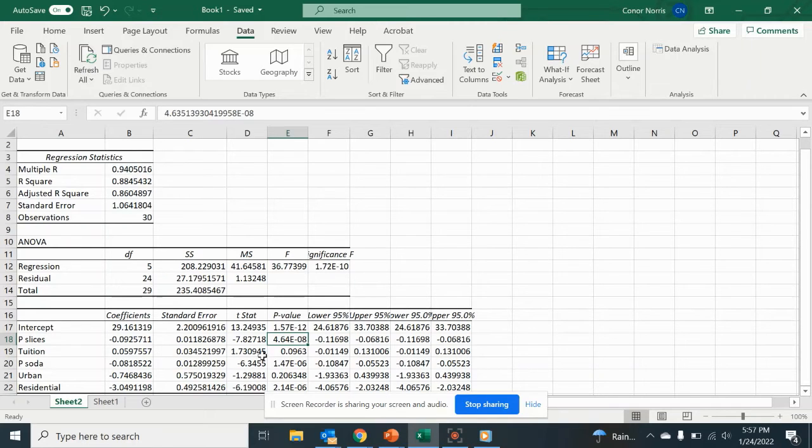Now tuition, the t-statistic here is 1.73, so not quite 2. So we're not significant at the 5% level. Our p-value here is 0.0963. So we're at about 9.6%, which is above the 5% level of significance.